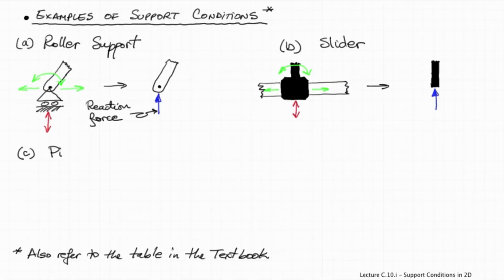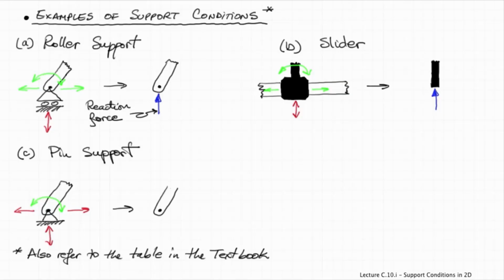A pin support, sometimes also known as a hinge, is drawn very similarly using a similar symbol as the roller, except those two little wheels are gone now. A pin support allows rotation around the pin, but it does not allow translations in both the horizontal and vertical directions. So to draw the free body diagram of the body, we have to remove this pin support and replace the blocked degrees of freedom with horizontal and vertical reaction forces.